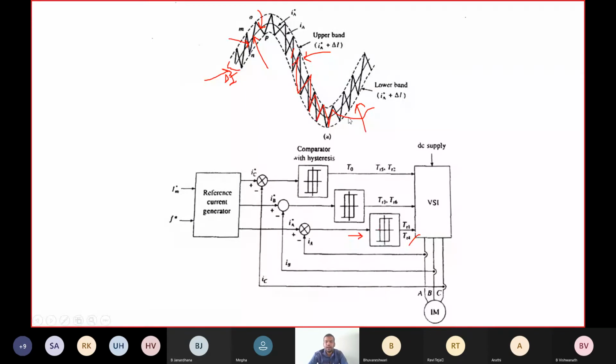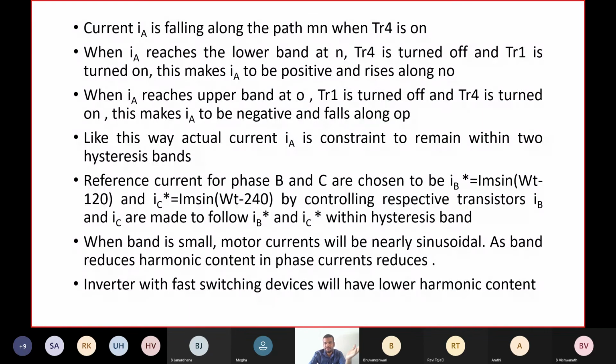When the band reduces, the harmonic content in the phase current also reduces. So what happens when the band reduces and the harmonic current in the hysteresis bands reduces? What happens next is that the inverter, which is fed with the current regulated sources, makes use of fast switching devices.